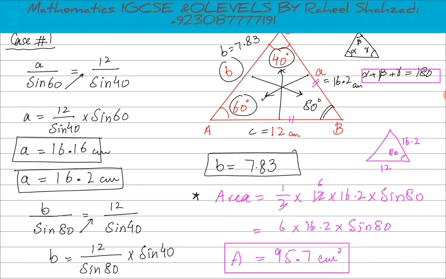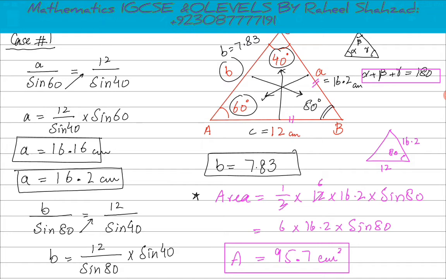In our previous video we discussed how we can find the area of a triangle if we have 2 sides and the included angle given. So here you go. Suppose we use these 2 sides, 16.2 and 12, and the sine of this included angle, which is 80. So the area would be equal to 1/2 AB sine of theta, and after calculations we have 95.7.